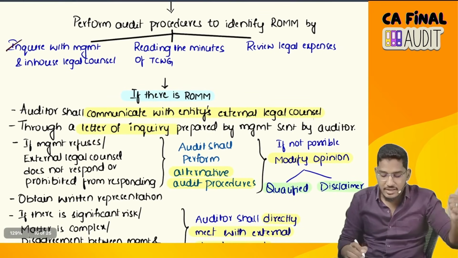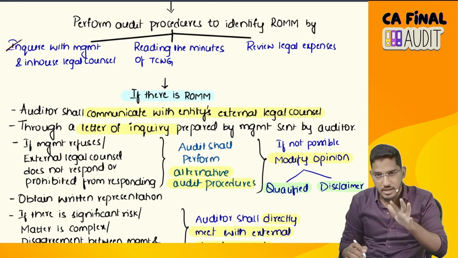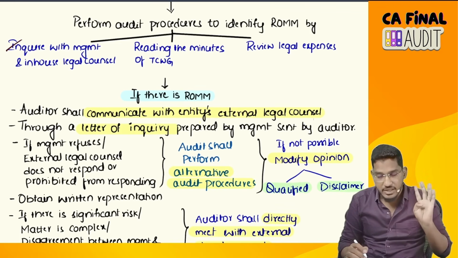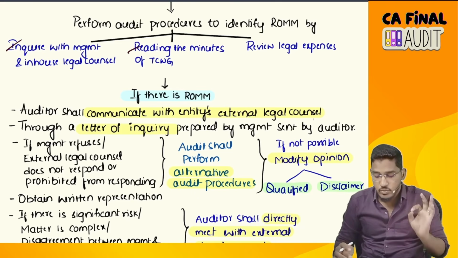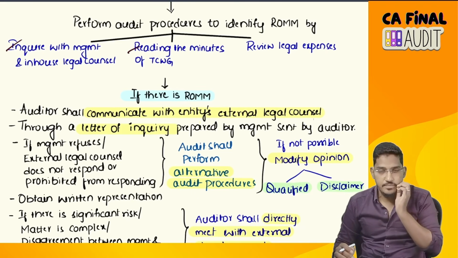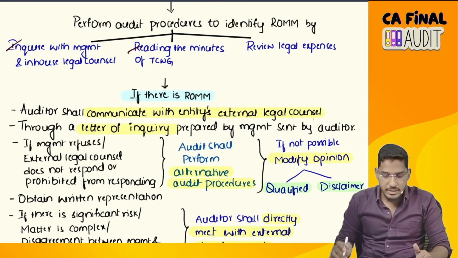What are they? Number one, inquire with the management and the entity's in-house legal counsel. Just go and inquire with the management, and if there is an in-house legal team, an internal legal team, go and communicate with them. Have they disclosed completely all the litigations or not? Number two, read the minutes of those charged with governance. Whatever those charged with governance meetings there are, read the minutes of those meetings, and even review the legal expenses account.